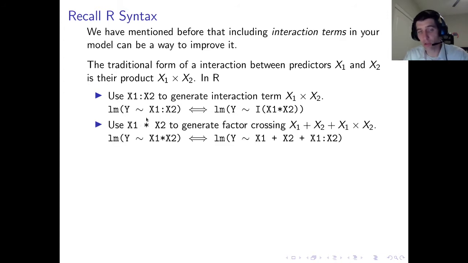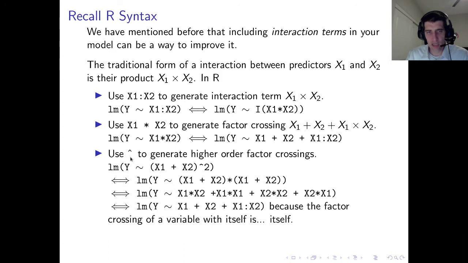If you actually use the product with the star, it will generate factor crossings. And again, we talked about this in the multiple linear regression lecture, so this is a bit of review: you take each term individually and then their interaction term. So generating a linear model predicting y from this factor crossing is the same as building a model where you use one predictor, the other predictor, and their product term.